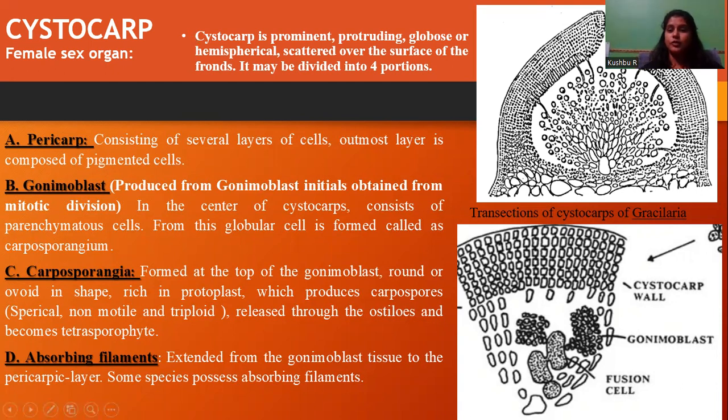Cystocarp is believed to be a product of the fusion of the gametes in the gametophytic condition. This cystocarp will now produce carpospores. Those carpospores will start germinating and they produce tetrasporangium, and they produce tetraspores in turn. That is why we have this alternation of generation of gametophytic condition and sporophytic condition.